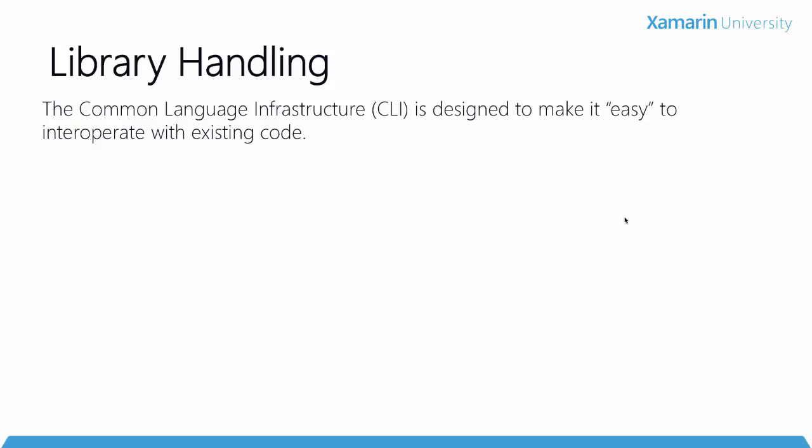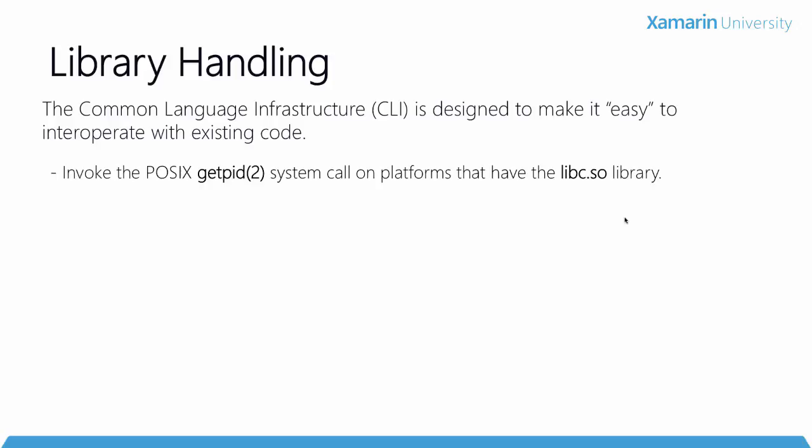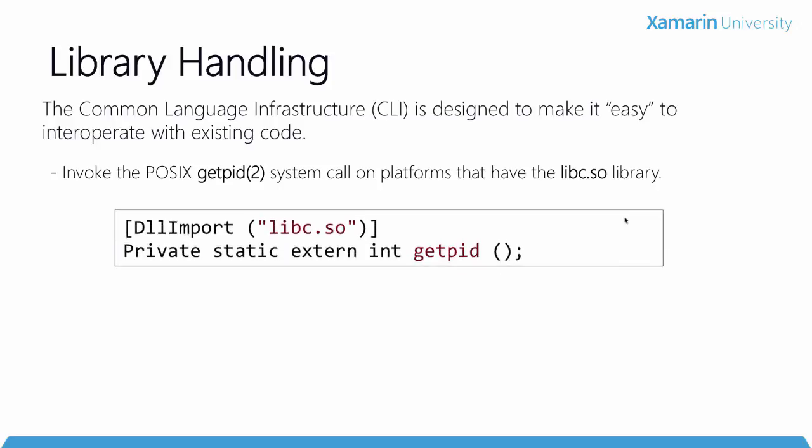The common language infrastructure is designed to make it easy to interop with existing code. So let's look at an example. Let's say we want to invoke the getPID system call on all platforms that have the libc.so library installed. We could go about and write code that looks like this for our C# implementation, and then three things can happen. First, we'd be able to make the call and succeed, and then our application will execute as expected.